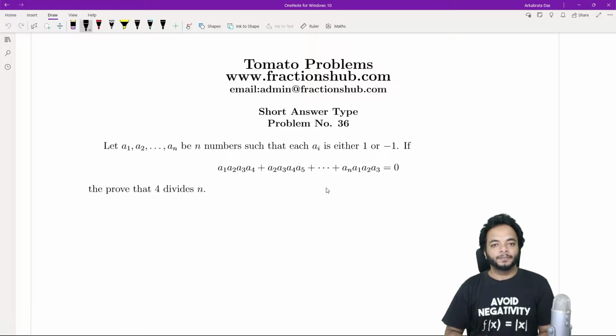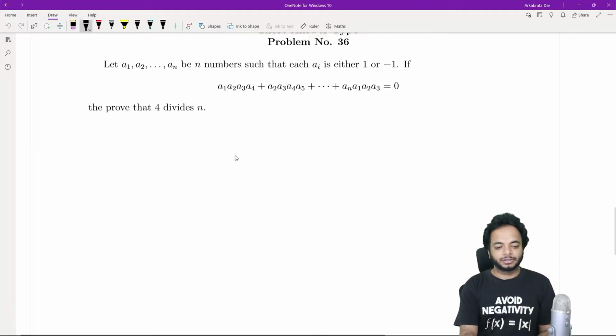There are many ways to solve this problem, so I'll be solving this using the invariance principle. The invariance principle is nothing but all you have to figure out is what is invariant in the problem. Then let's start solving the problem.